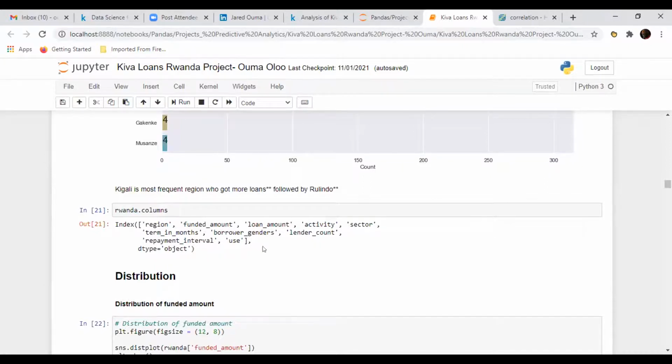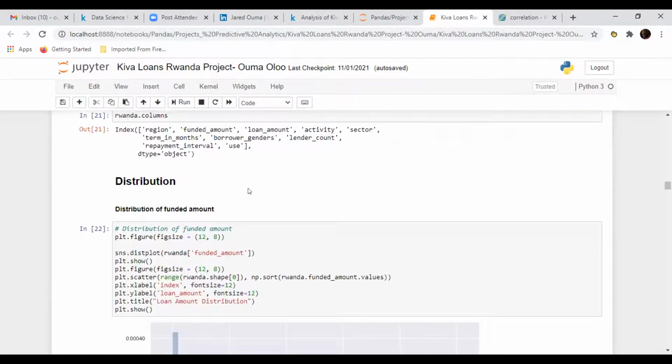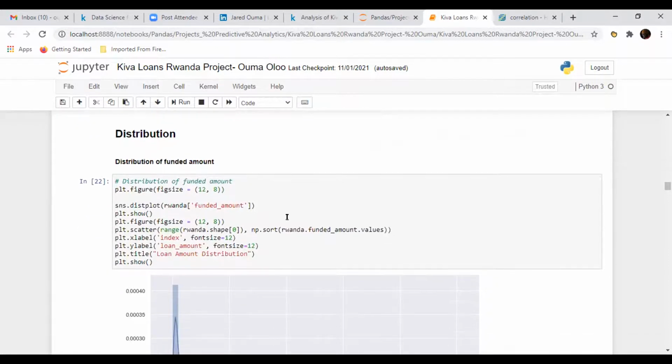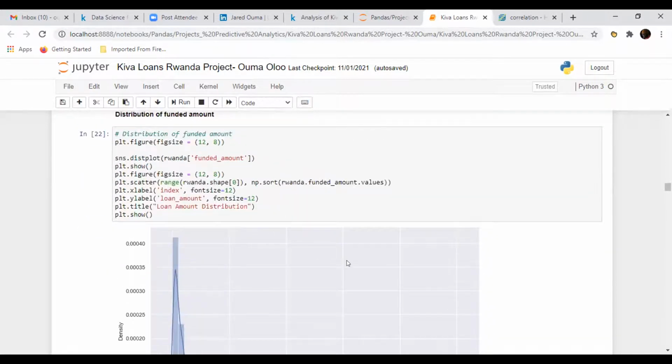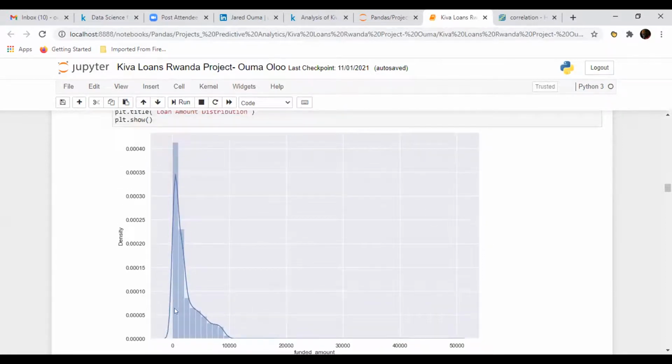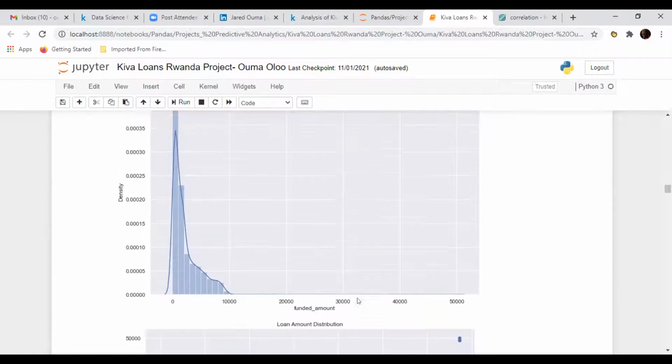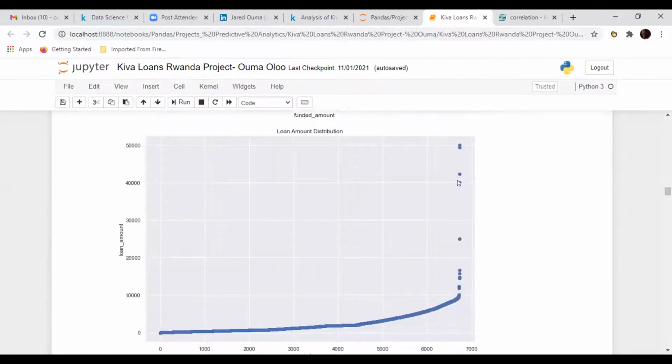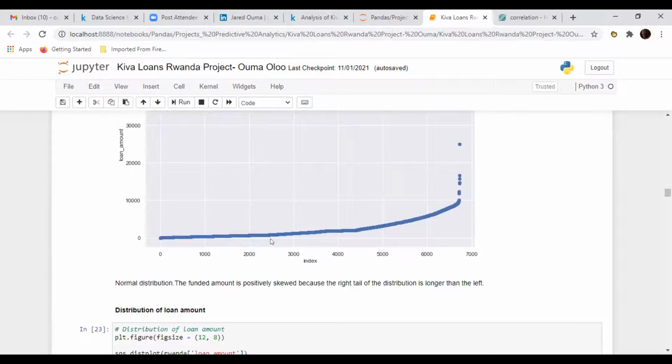Then I did a small order of columns. I'll jump this for the moment to see just the columns to help me do my distribution. So I did the distribution of funded amount, and when I plotted this, you can clearly see this is density and funded amount. You can clearly see how the distribution is in this place. You can see there are some outliers in this data under the loan amount distribution. So I deduced this was a normal distribution.